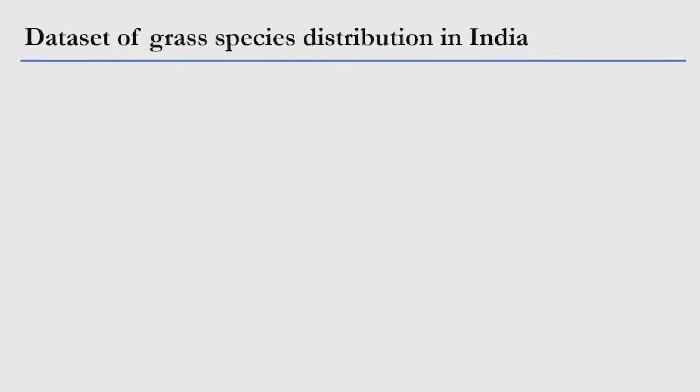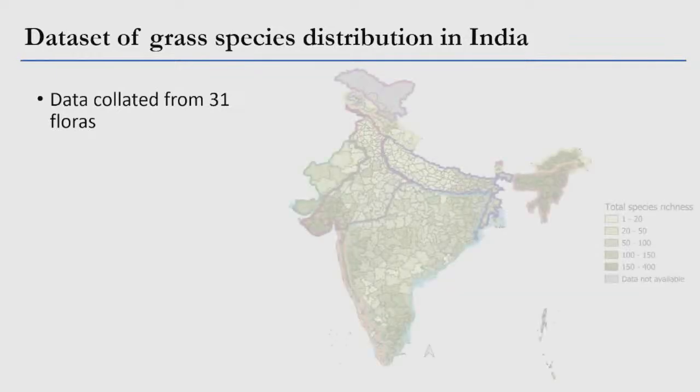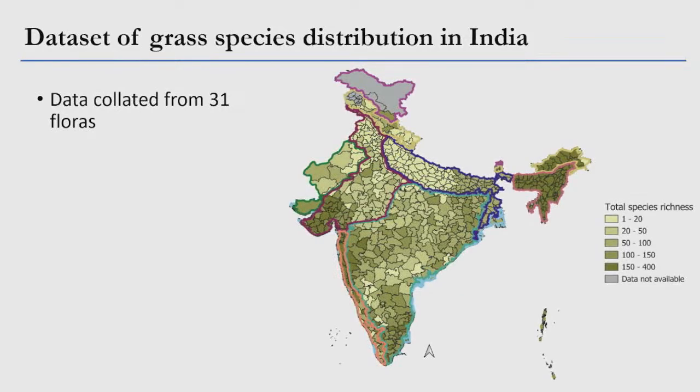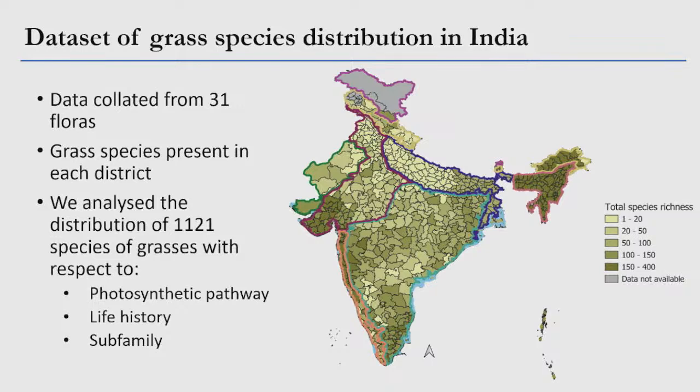and it is obviously important to study the distribution of these species. And so for this, we collated data from 31 floras, and here we can see a wide variation in the total species richness across the country. So this data consisted of grass species present in each district in India, which is the administrative unit. And our final data set consisted of 1,121 species. And we analyzed their distribution with respect to the photosynthetic pathway, life history, and the subfamilies.